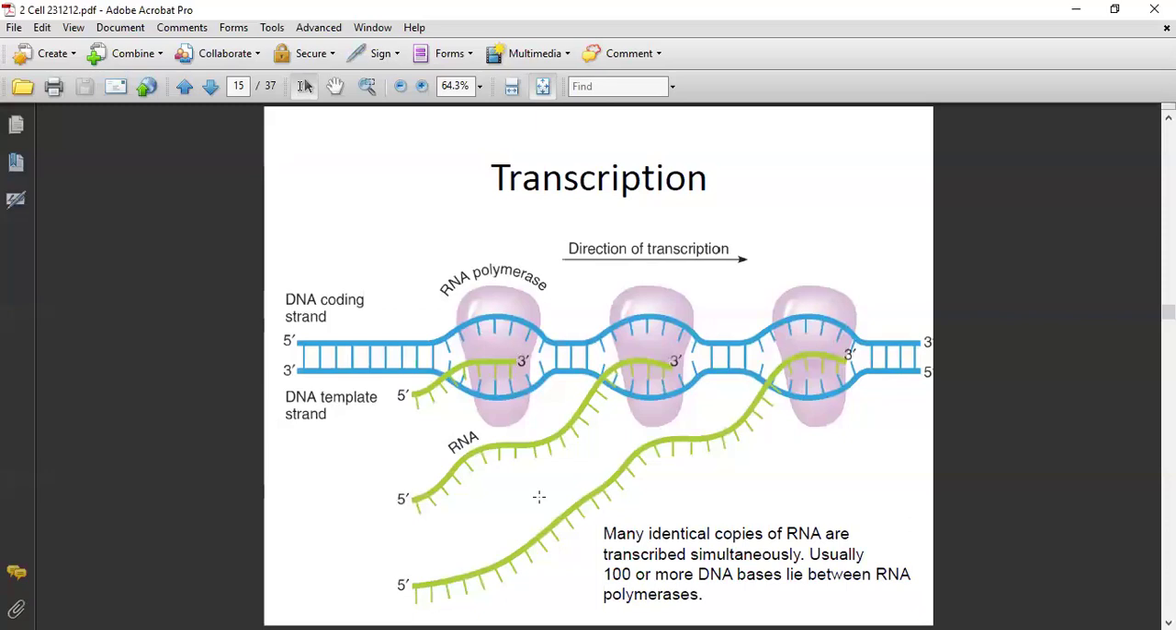What are the players that work together to form it? You've got to have DNA, right? You've got to have those genes. You've got to have RNA polymerase. You also need the transcription factor that represents the environmental stimulus, the environmental condition. So different environments will provide different transcription factors.